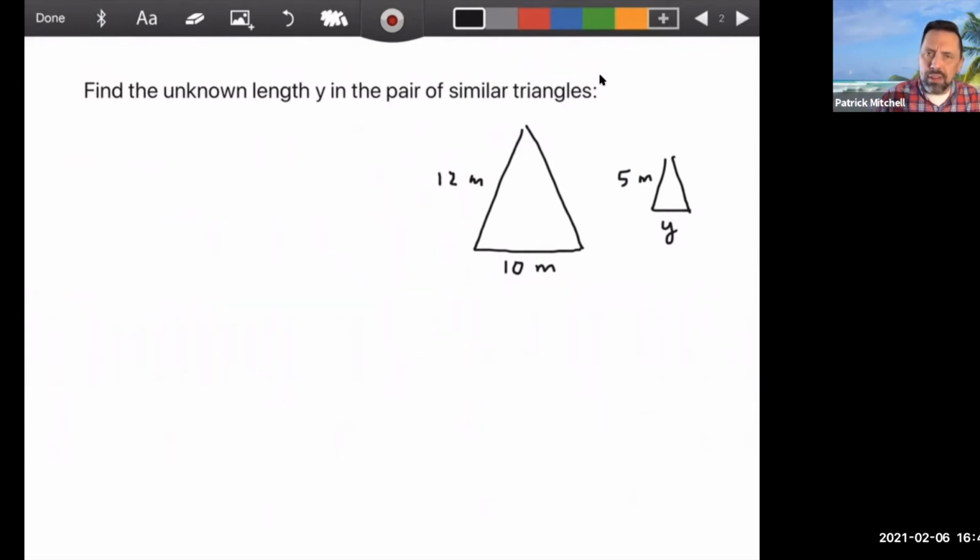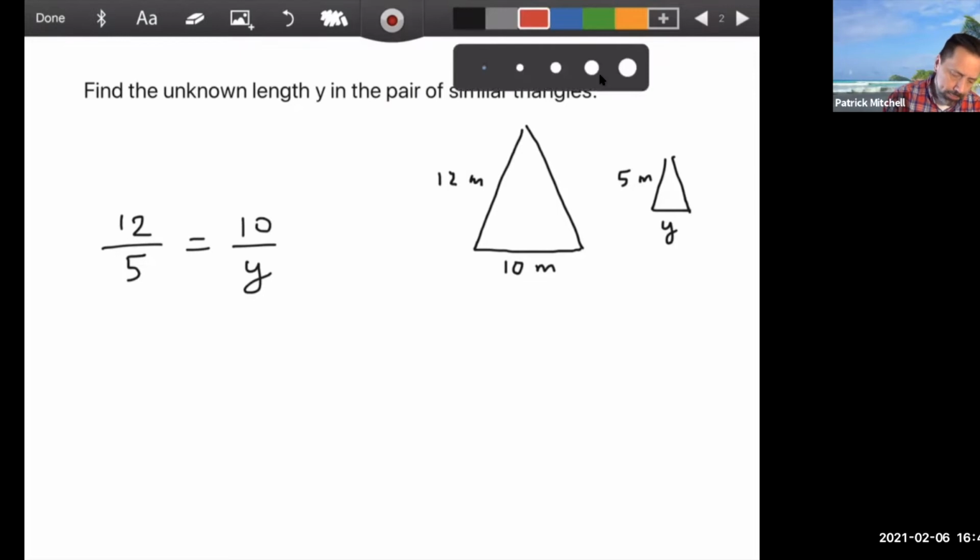Typically what I like to do with these is put corresponding parts of the triangles in the same ratio. So for example, you could say 12 is to 5 as 10 is to y. That's one way to do it. It's not the only way. You could have also done 12 is to 10 as 5 is to y. That works. All right, so once again, we'll cross multiply.